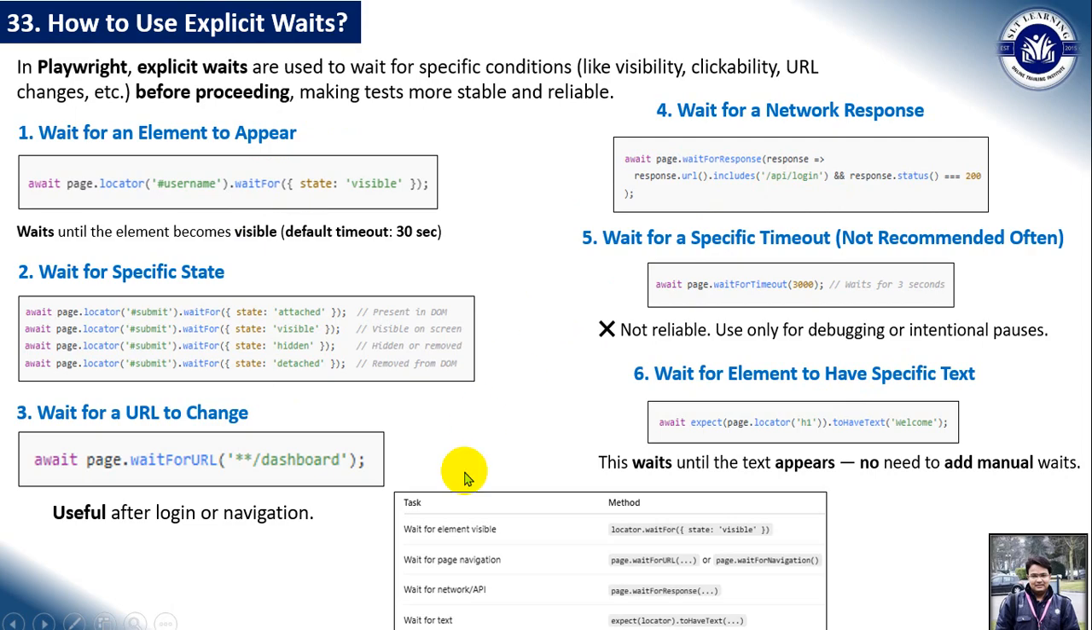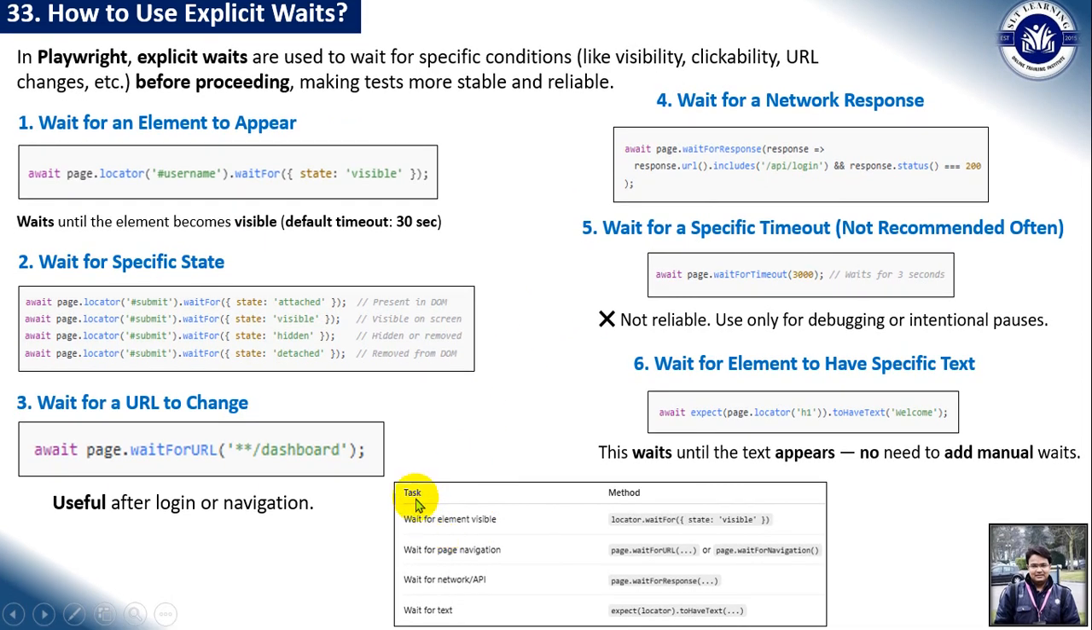Okay, and let's quickly see this particular block. Task: wait for element visible, that means locator.waitFor state visible. Wait for page navigation, page.waitForNavigation, these are the commands that can be used. Wait for the network or API response, that means waitForResponse. Wait for text, expect locator toHaveText and the text information.